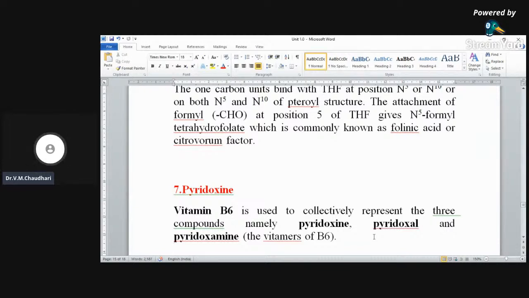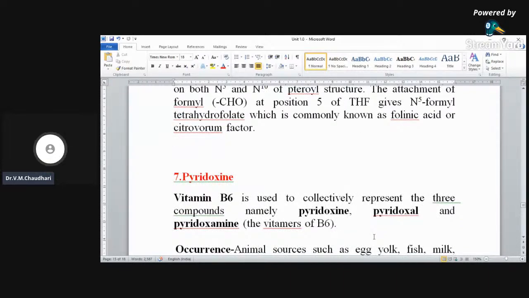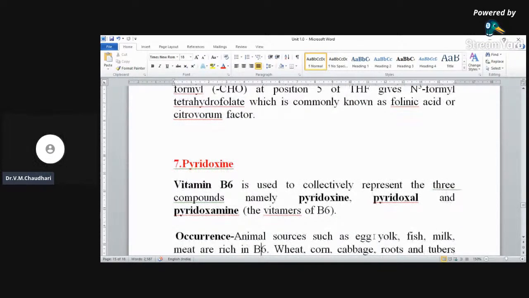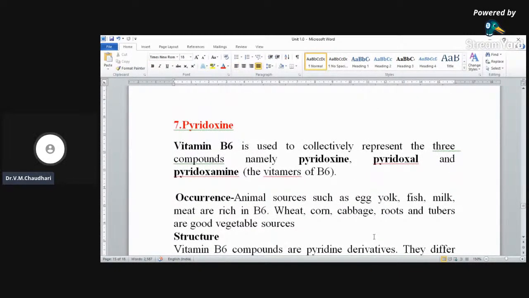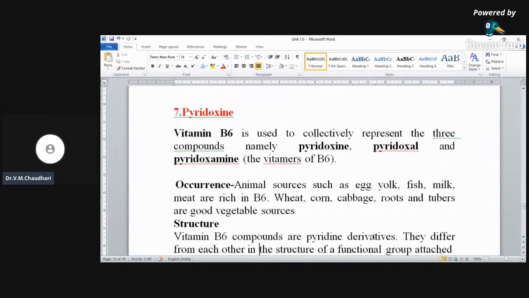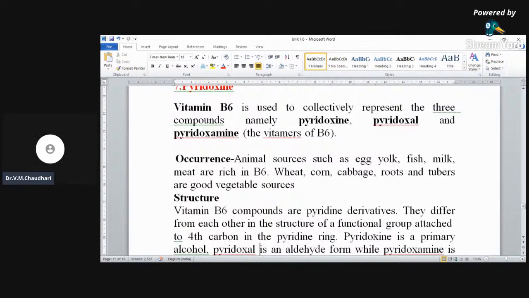So vitamin B6 is collectively known as pyridoxine, which is associated with three compounds: pyridoxine, pyridoxal, and pyridoxamine. These three are collectively known as vitamin B6. What is the occurrence of these vitamins? This vitamin occurs in animal sources like egg yolk, fish, milk, and meat, and in vegetable sources like cabbage, roots, tubers, corn, wheat, etc. This vitamin is structurally a pyridine derivative.